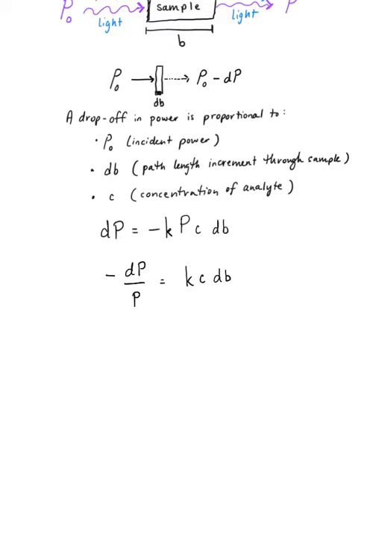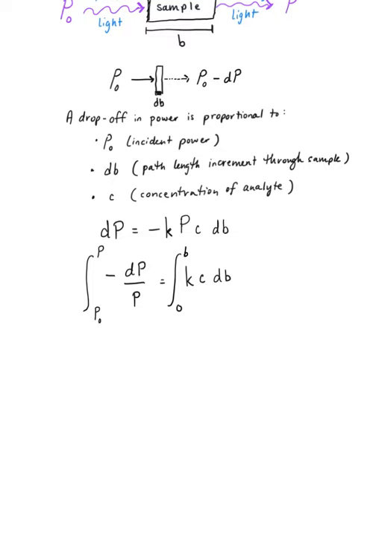We're going to integrate these two sides, the left-hand side from our initial power that was incident on our sample to the power that emerges as this light has passed through our sample. On the right-hand side, we're going to integrate from the bounds of 0 before our light entered our sample to B when light has passed all the way through the entire length of our sample.